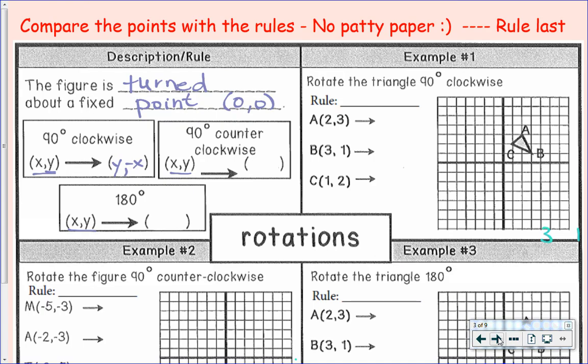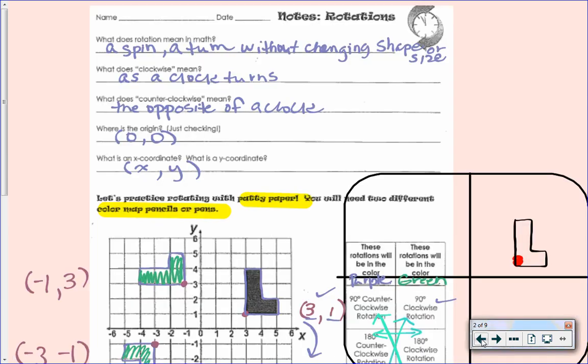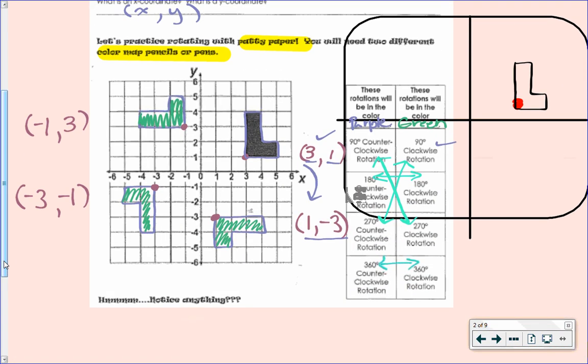Let's look at our next rule. We have a 90 degree counterclockwise rotation. So let's look at those points. Turn your paper over. Okay, so we started here at 90 degrees. Counterclockwise is opposite of a clock. So now we're in this quadrant. Let's look at our x value. What happened to it? It switched, right? Because it's next door quadrant. So our x value went next door. It's now our y value, right?